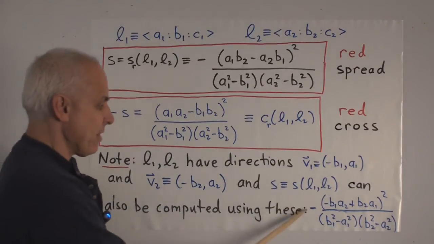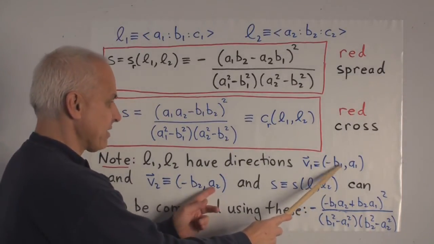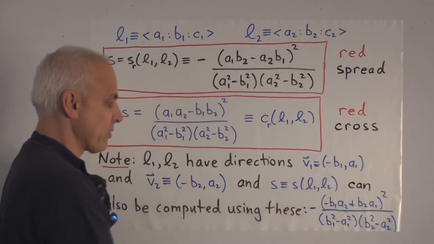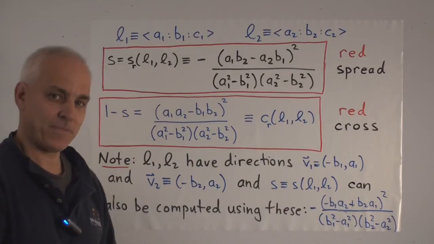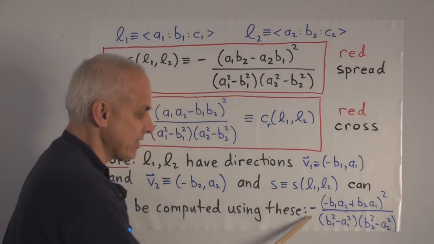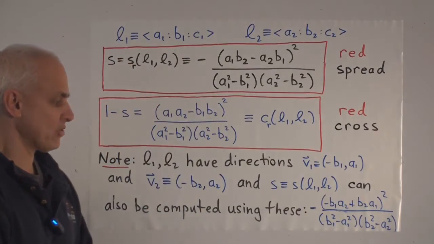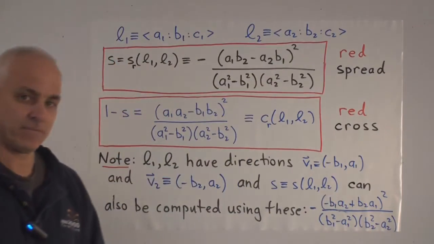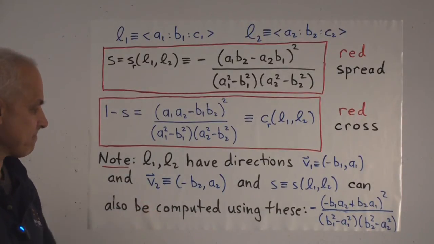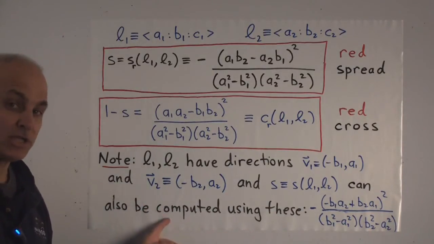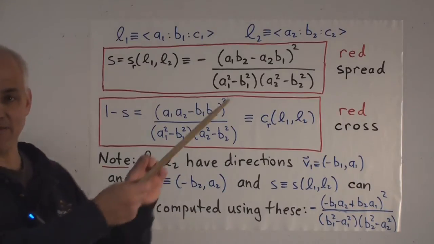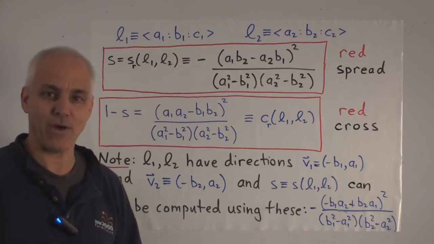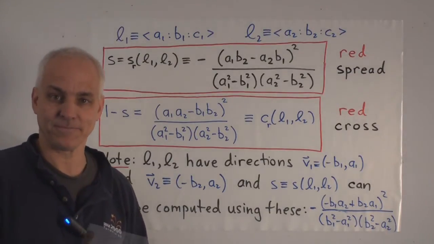In other words, you take minus this times this minus this times this, all squared, over this squared minus this squared times this squared minus this squared. And the quantity that you get is easily seen to be exactly the same as this one, because the two minus signs here are the same, and this is just a rearrangement of that. So this is an important observation that makes computing spreads easier, because finding vectors is generally easier than finding the equations of the lines. Let's have a look at how it works in a more general example.